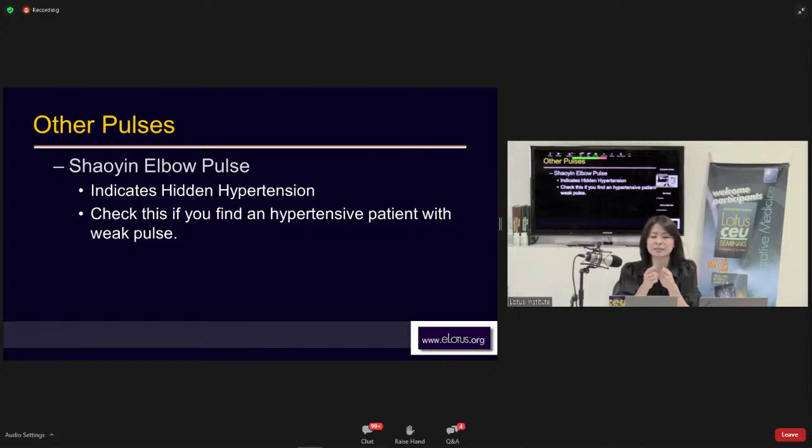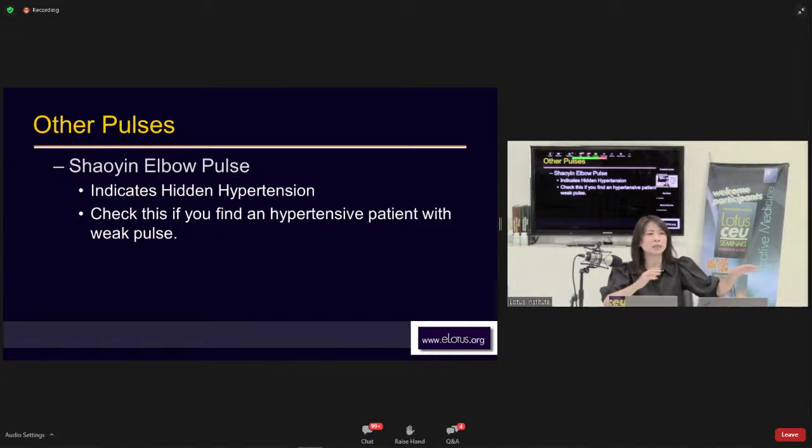So this is the time when he would check the Shaoyin elbow pulse, just to confirm that the pulse is not deficient by nature or by constitution, but rather is blocked. Okay, so he takes the Shaoyin pulse when the elbow is straight, and when it's bent, you can feel it too, but when it's straight, you can feel it easier. And it's on both sides. You can feel it on both sides.